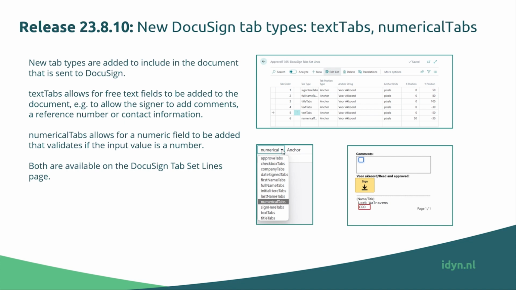First, we will discuss the new tab types for DocuSign. We've added text tabs that allow for free text fields on the documents that we send to DocuSign. And next, we have numerical tabs, which allow for numeric fields, which will also validate numeric values in DocuSign. Both are available in the DocuSign tab set lines to configure before sending the document to DocuSign.